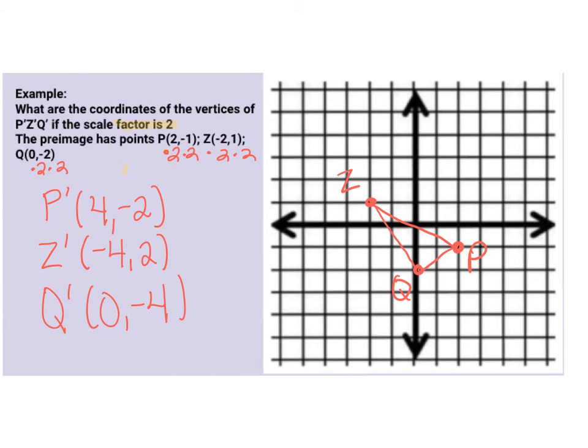And you can always graph this. Because the scale factor is 2, that means it should have gotten bigger. So at (4, -2) is P prime. Z prime is at (-4, 2). And Q prime is at (0, -4). So here you can see that your triangle has enlarged.